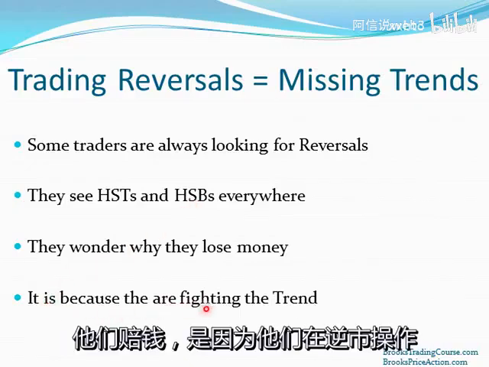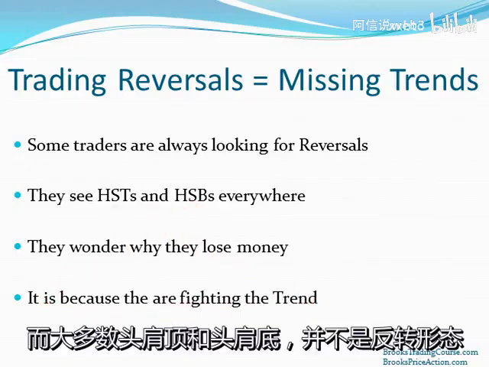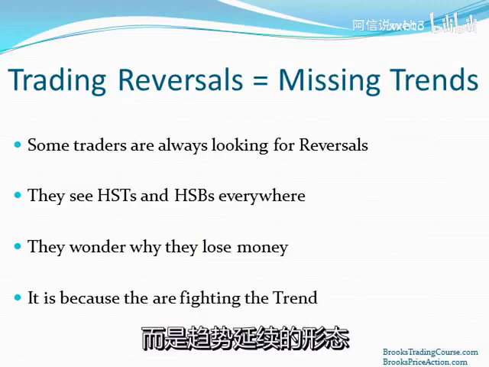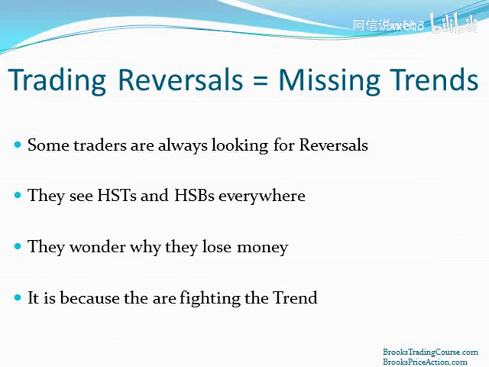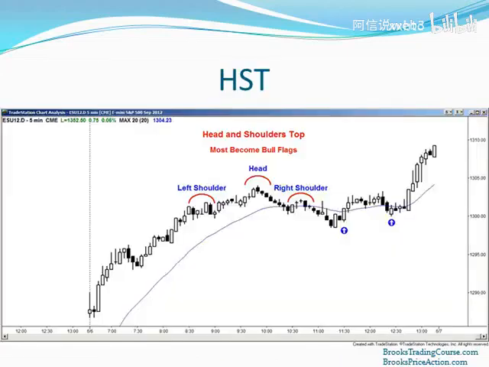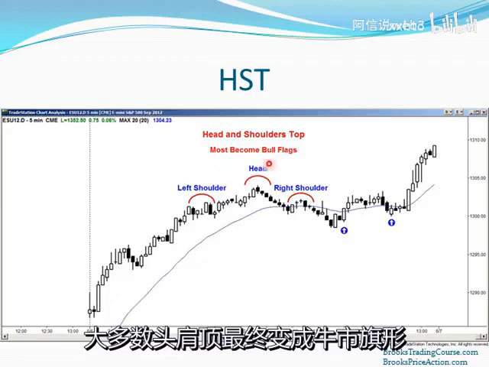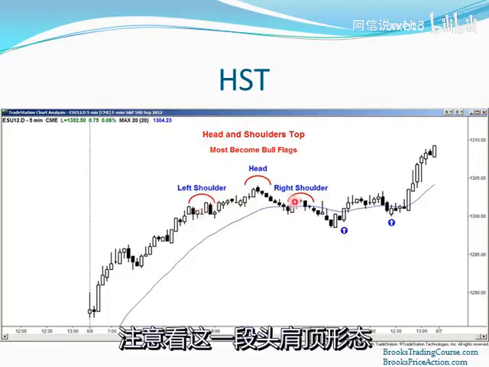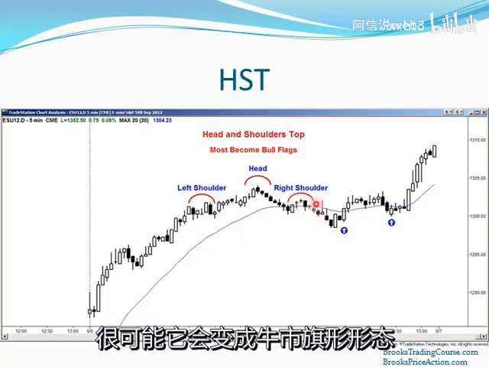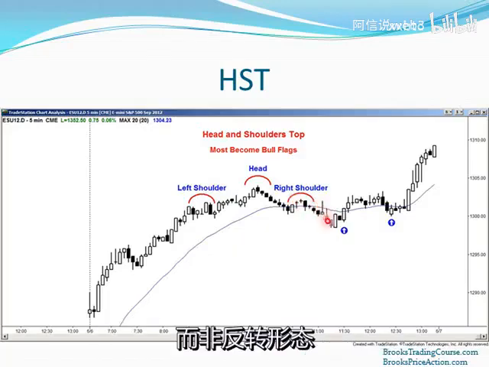They're losing money because they're fighting the trend, and most head and shoulders tops and bottoms are not reversal patterns, they're continuation patterns. Most head and shoulders tops become bull flags. So we have a head and shoulders top, and it's probably going to be a bull flag and not a reversal pattern. And that's what happened.